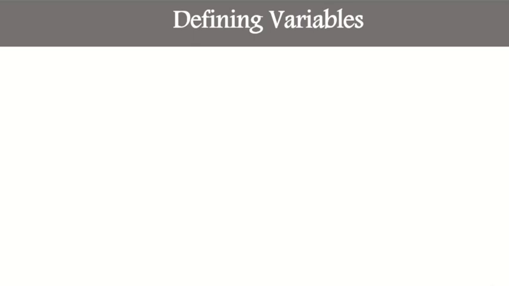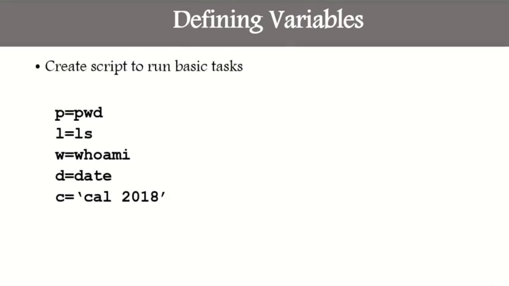So what exactly is a variable? Let's look at this list that I have. You see I have defined a variable for P. I have put it as pwd. For L it is just simply ls. W is for whoami, D for date, and C for cal 2018. So these are the variables. The variables are the first letters P, L, W, D, C, and the commands inside of those variables are the ones on the right hand side.